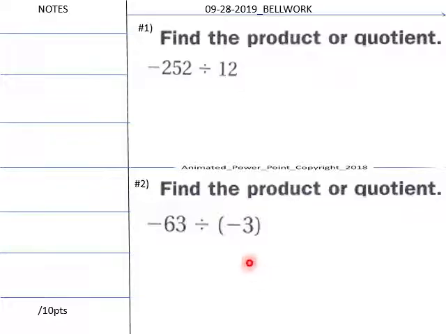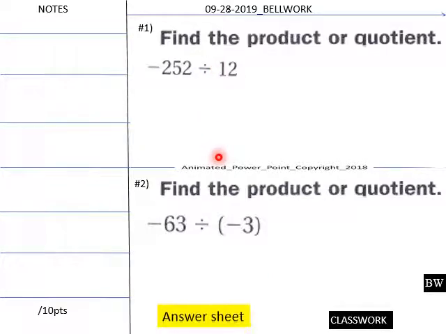Let's go to page 1, and we start out with the Bellwork, students. Teachers, this is your Bellwork for today. Find a product or quotient up here, find a product or quotient down here. Give your students, depending on you, with or without a calculator, about 2 to 3 minutes to do these, and then we'll move on. We'll wait 2 minutes.